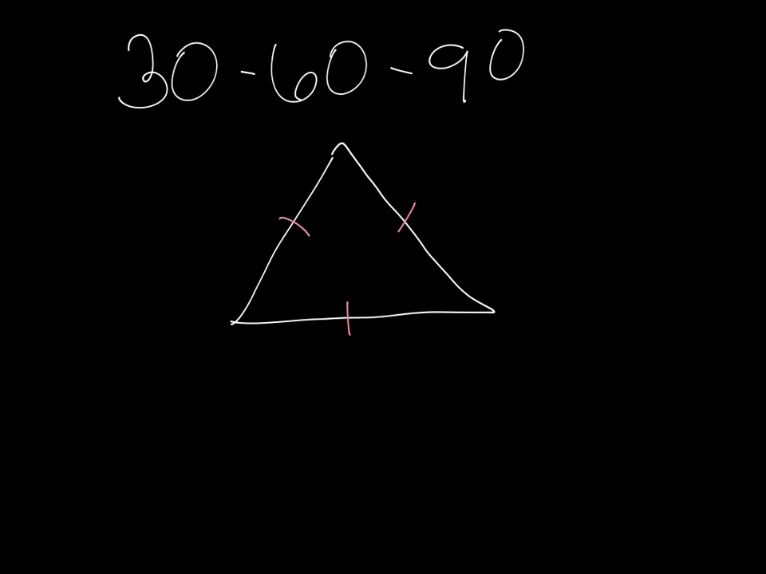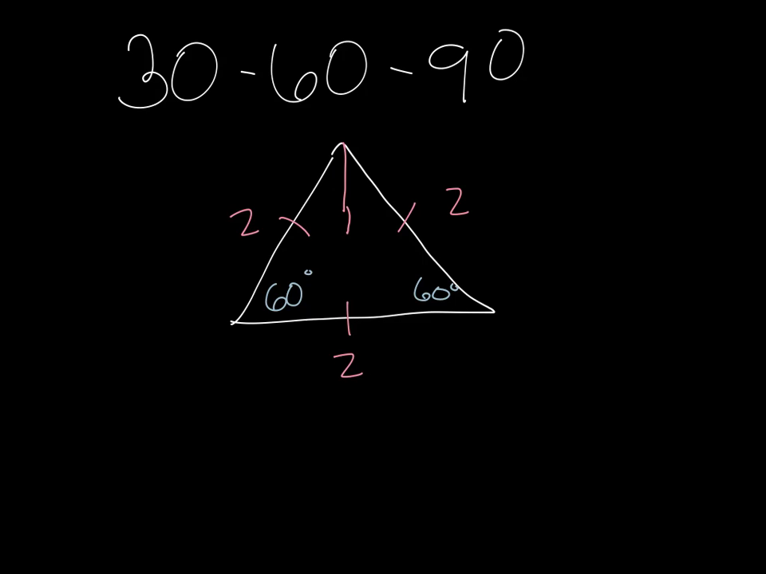So let's say in this equilateral triangle that all the sides are 2 in length. So we've got three sides that are all 2 in length. And then we know that the angles would all have to be 60 degrees, right? So what I'm going to do to this equilateral triangle is go ahead and split it into two.